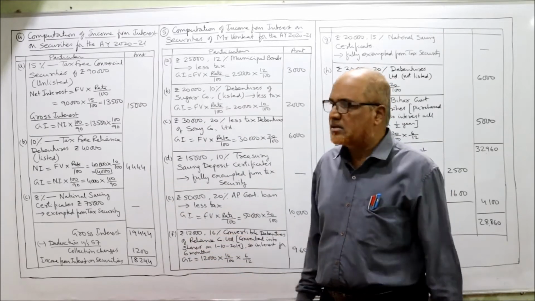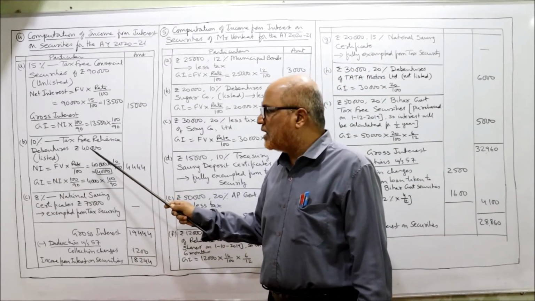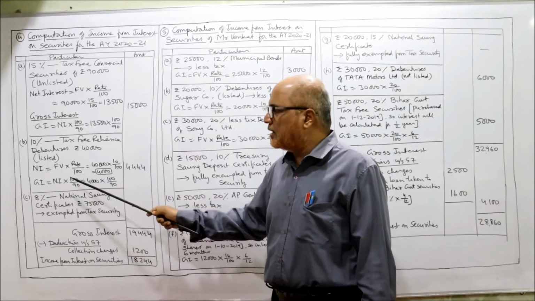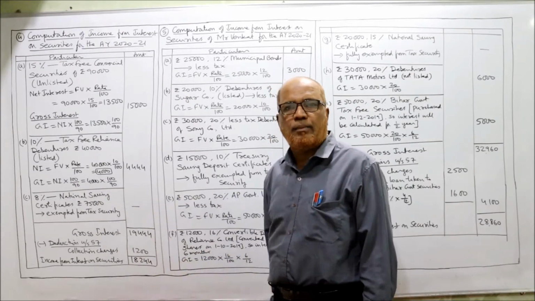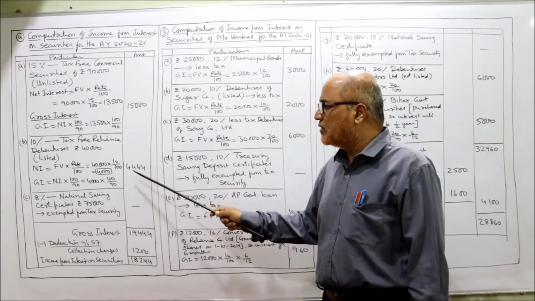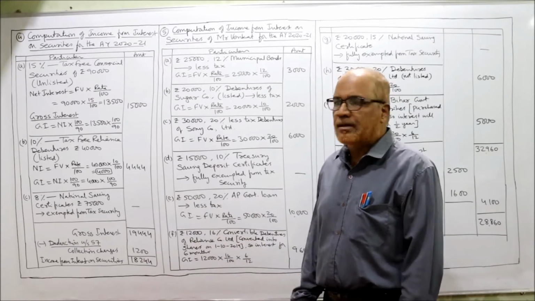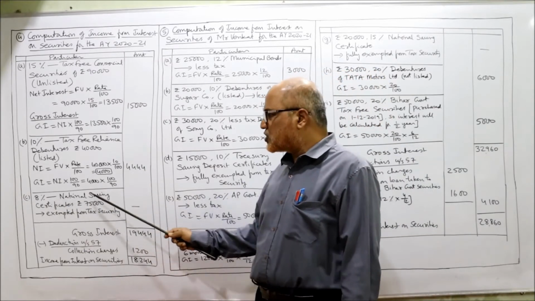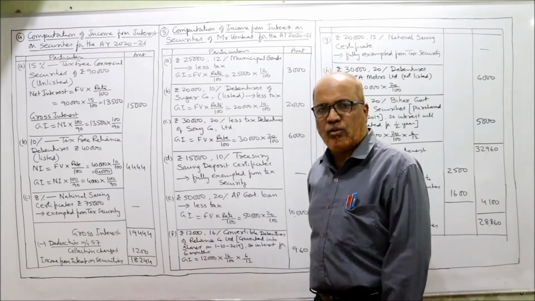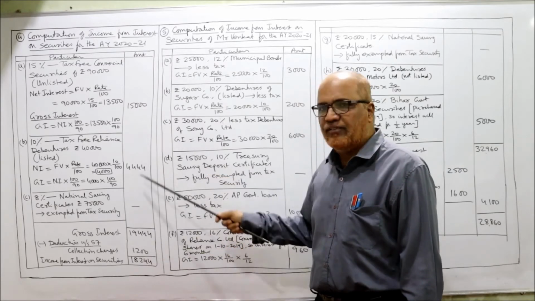Doesn't make any difference. Same, NI. Net interest is equal to face value into rate by 100. 40,000 into 10 by 100. 4,000 is the NI. Now GI, gross interest is equal to NI into 100 by 90. 4,000 into 100 by 90. That you will get 4,444 rupees. Third one, 8% national savings certificate, 75,000, fully exempted from tax security. Dash. Take the gross interest, 19,444.